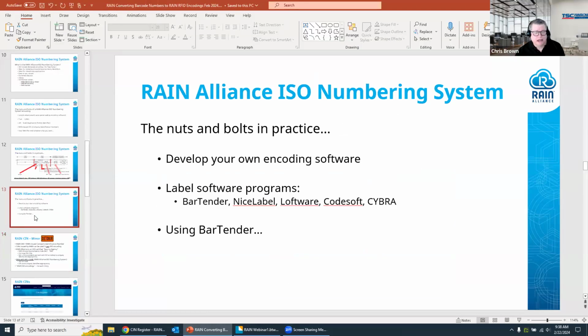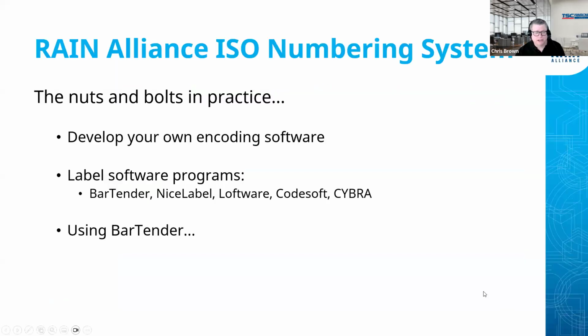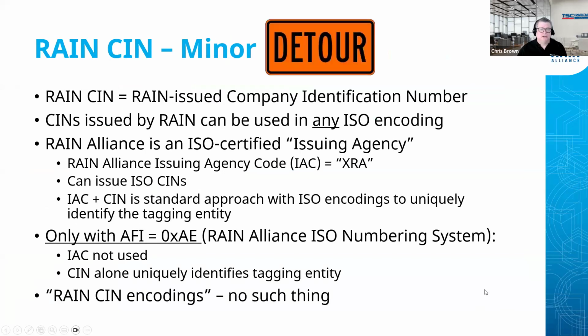Let's go back here. So that was in practice using Bartender. A little detour here. I just want to get into what is the RAIN SIN in more detail. So as I've said, it's a company identification number, but in this case, it must be issued by RAIN. Now, it is not just for use with a RAIN Alliance numbering system encoding. It is a genuine ISO-based standard company identification number. So it can be used in any ISO standards encoding.